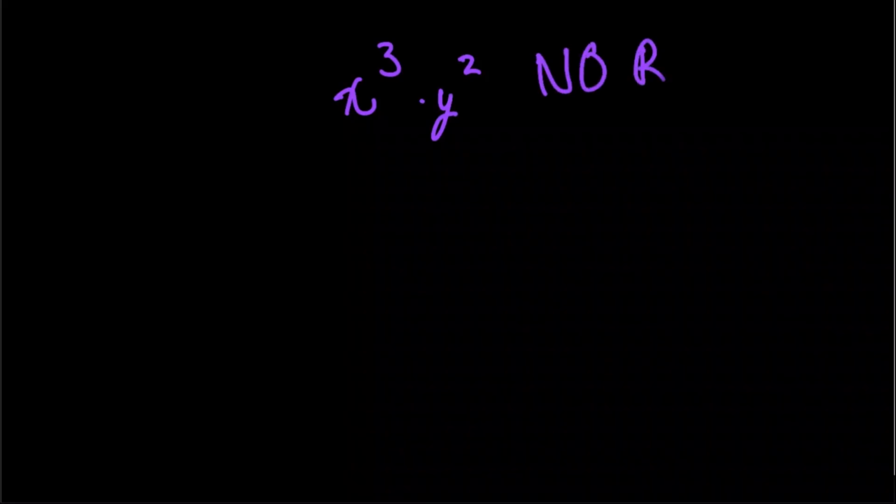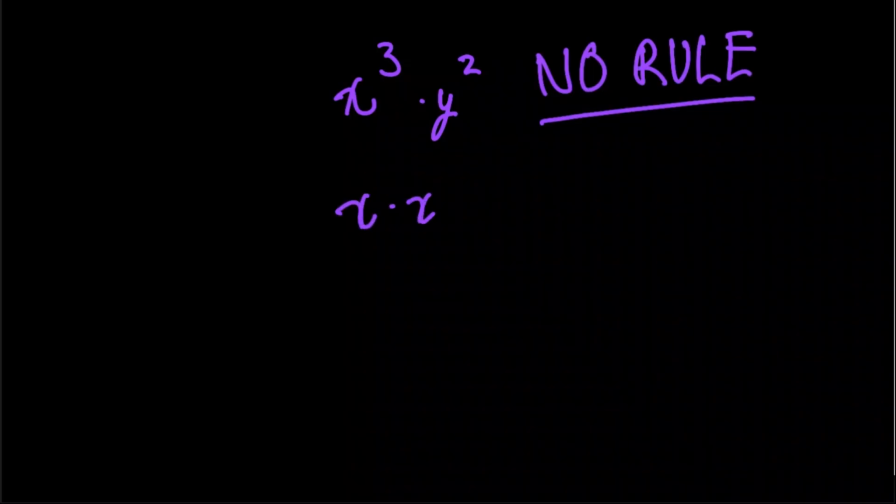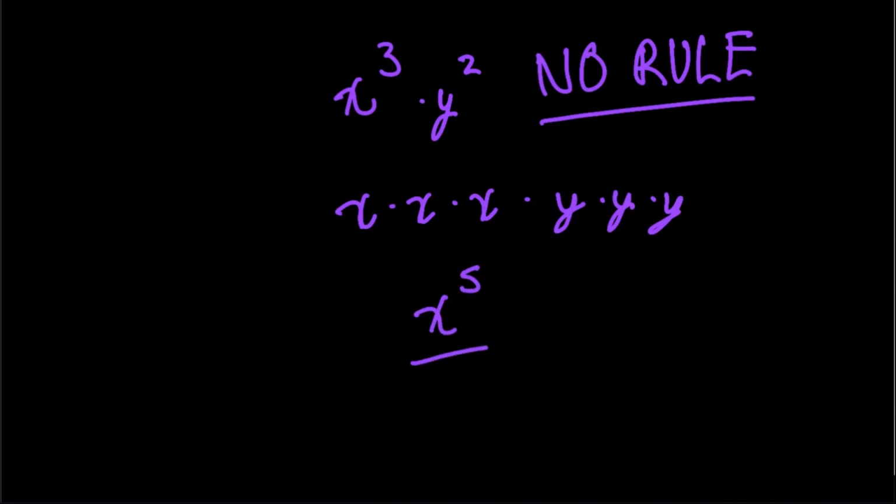One mistake students make is adding exponents when the bases are different. So we have x to the power of 3 times y to the power of 2. There is no rule for this. And when we expand it, it's just x times x times x times y times y. Now, x and y can be any number, so we can't really predict what it's going to be. But the same is also true for division. So we have x to the power of 5 over y to the power of 4. This is no rule again.